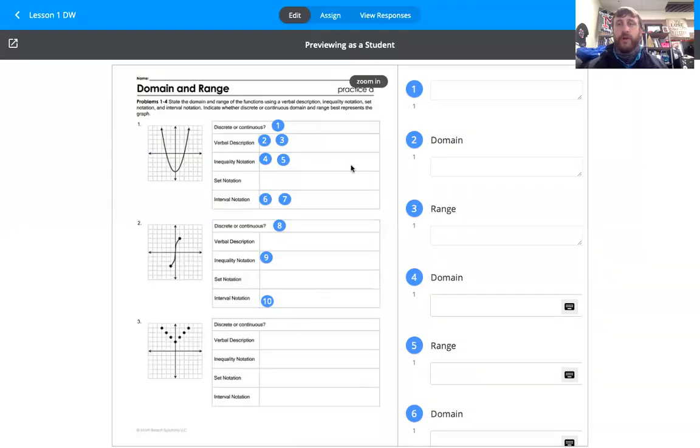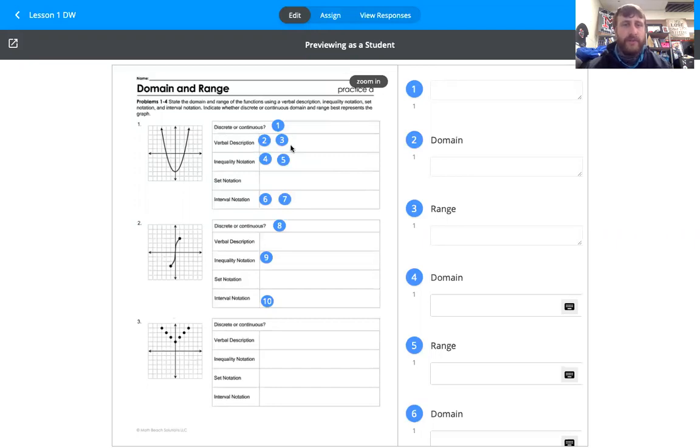Okay, so once you log on to GoFormative, just go ahead and log on with your Google information and click on Lesson 1 Daily Work. Now, when you get on Lesson 1 Daily Work, I'm going to help you on a few problems. Discrete or continuous: basically, all you have to look at on the graph is, is there a line with no breaks in it? So there's no holes in this line. If there's not, it's continuous. So number 1 right here would just be continuous.